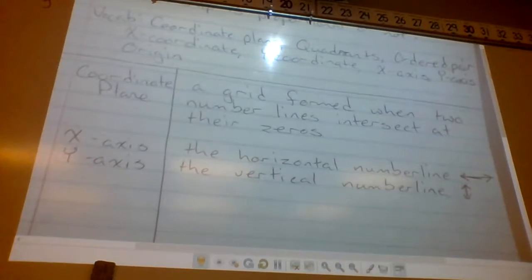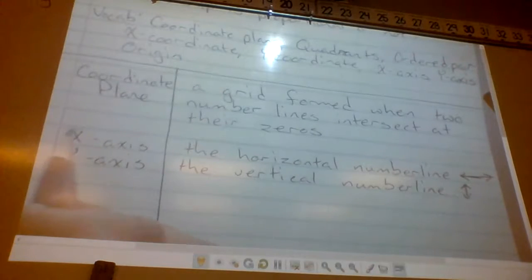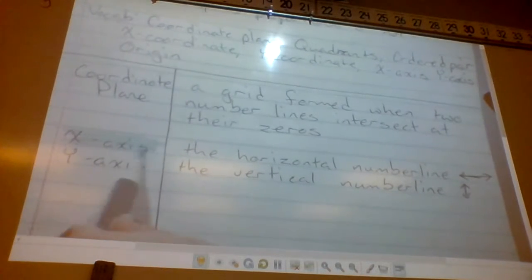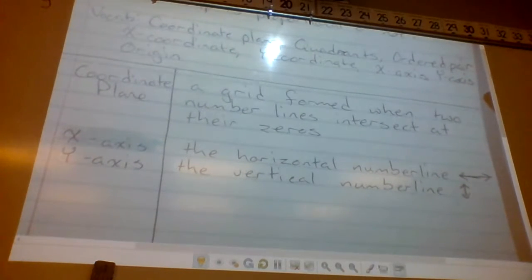Okay, now if you notice I put containers on your desk, and those containers are colored pencils. Some of you guys have to share more than others because I don't have enough colored pencils for everyone in this class. So what I want you guys to do is take the blue colored pencil.